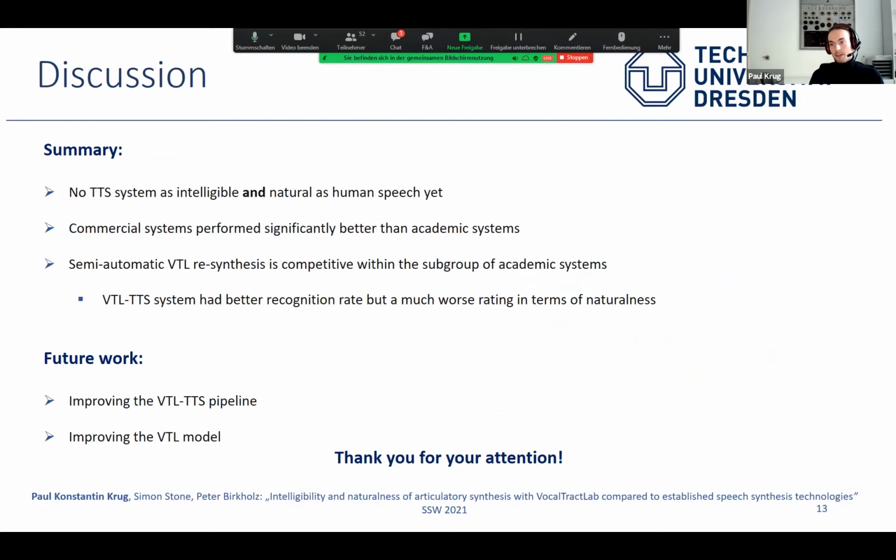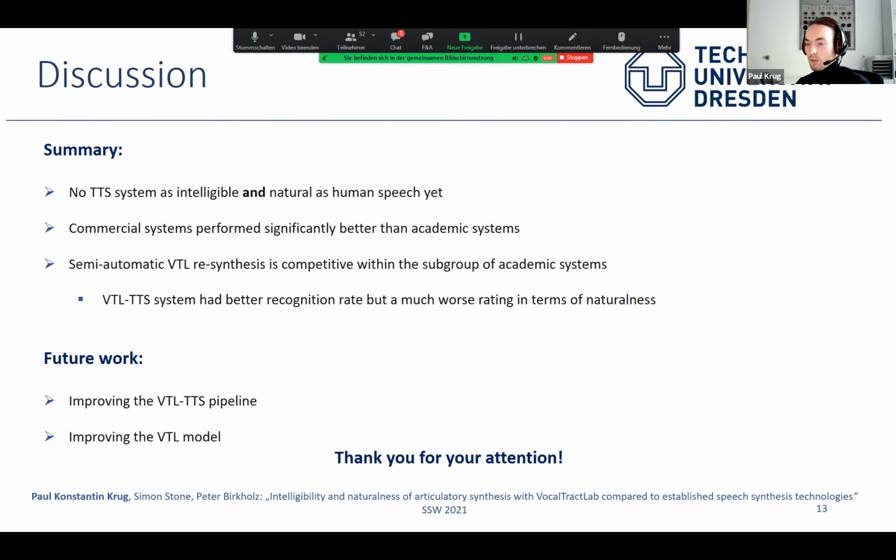Okay, so to summarize, we found that no text-to-speech system is as intelligible and natural as human speech yet. Even for the neutral speaking style, speech synthesis is still not done yet, which is good because that means we all still have jobs for a few years. Commercial systems significantly outperformed the academic systems, but we also saw that the Vocal Tract Lab resynthesis was very competitive within the subgroup of academic systems.